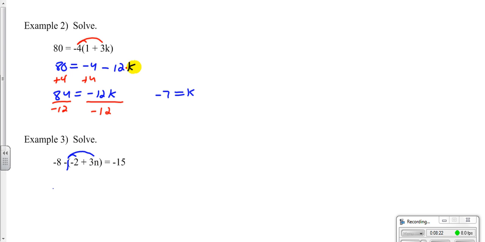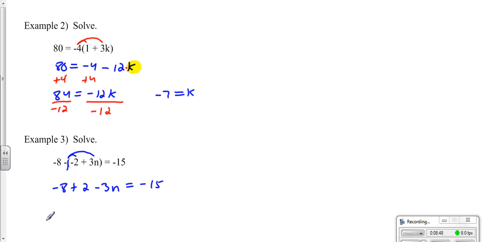So I have negative 8. A negative 1 times a negative 2 is a positive 2. Negative times negative is positive. Negative 1 times a positive 3n is a negative 3n. And then the rest is the same. So I distributed a negative. Very important to understand how that works. It's a negative 1 being multiplied times everything inside the parentheses.